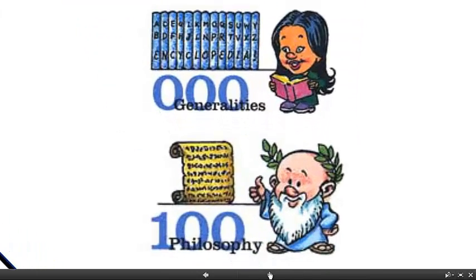In the 000s, you will find general books like encyclopedias, newspapers, and magazines. The 000s also have books that don't fit into any other group. For example, you might find books about computers or UFOs. In the 100s, you'll find books about philosophy and psychology. They help people think about feelings and what it means to be human.